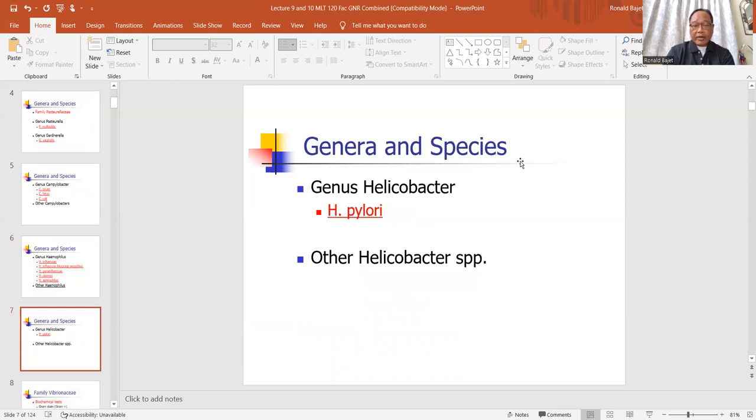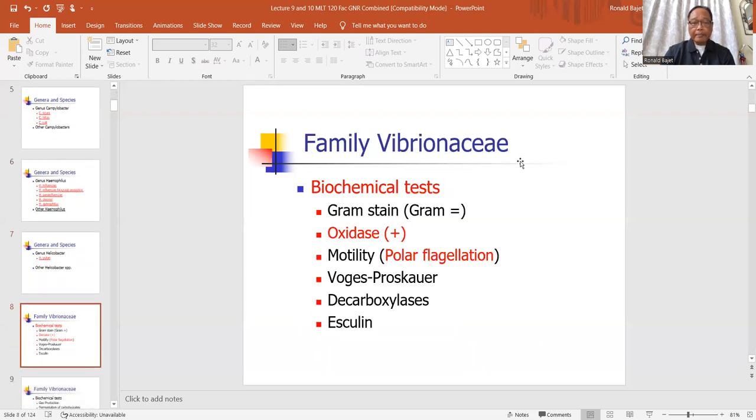And then Helicobacter. Helicobacter pylori is the main species, the only species I'll be talking about in this genus. And this organism is a significant cause of stomach ulcers, H. pylori. Okay, I'll talk about that later.